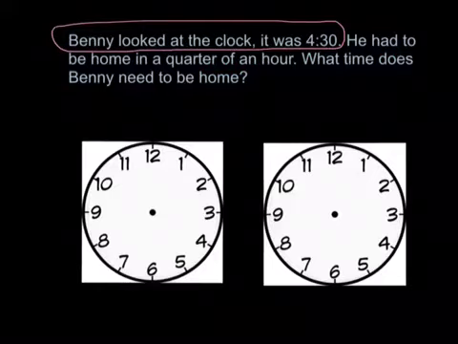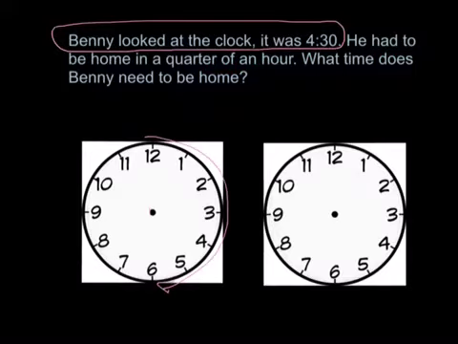So let's use this first clock to draw the time 4:30. So we know that 30 means that it's travelled halfway around the clock. So the minute hand is going to be down here. And the hour hand is just going to be past the 4. So that's showing 4:30. Now let's read the rest of this word problem again. He had to be home in a quarter of an hour. What time does Benny need to be home?